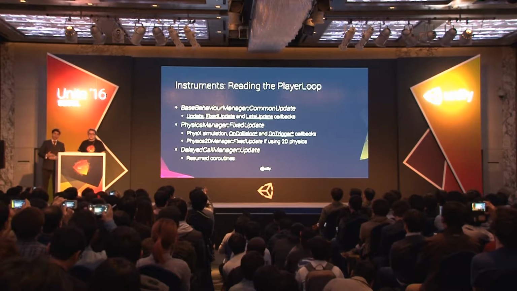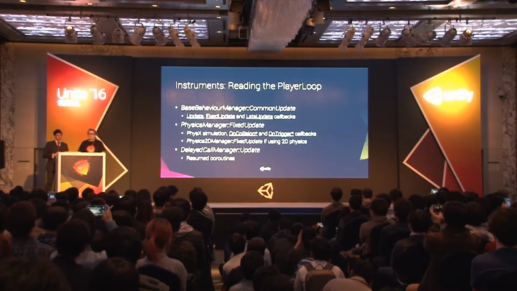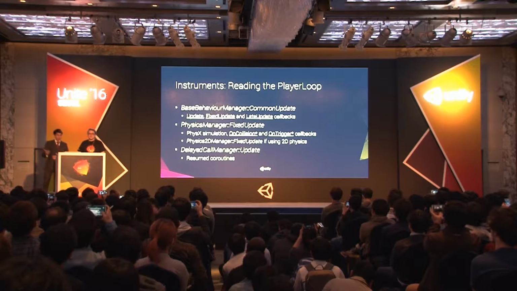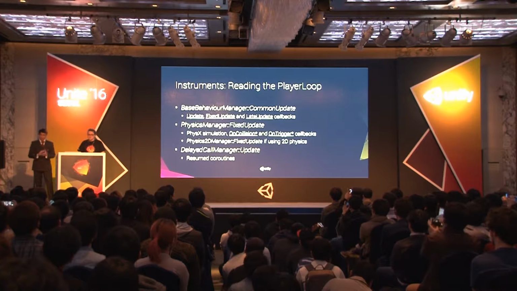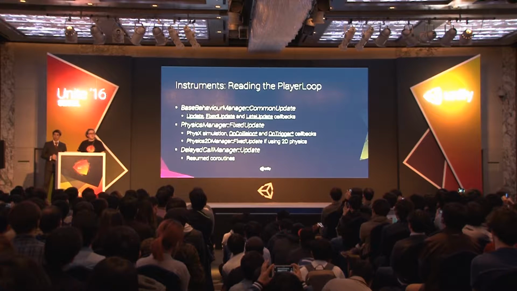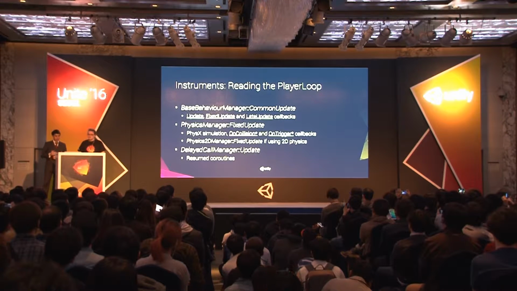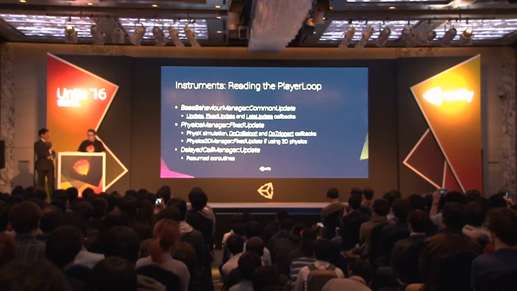This will call 3 templated functions. The behavior manager template will call all of your update loops. The late behavior manager template will call your late update loops. And the fixed behavior manager will call your fixed update loops. So when you want to examine the performance of the scripts you have written, this is where you start.